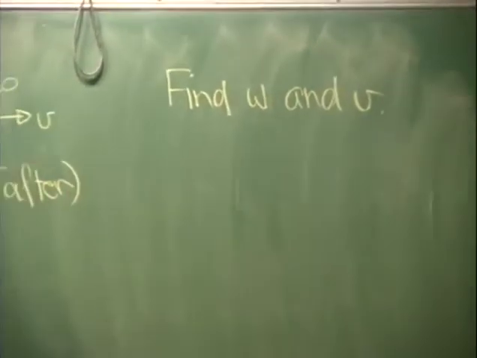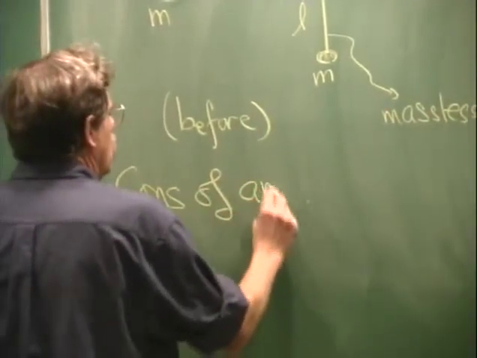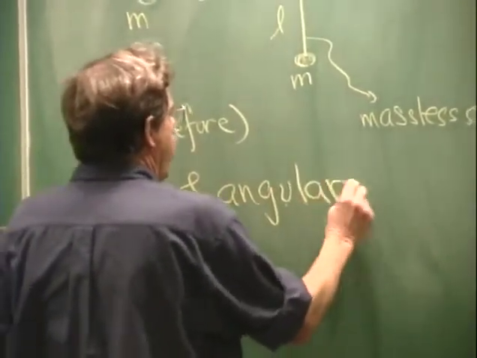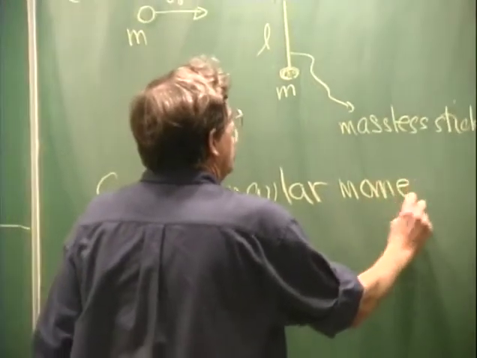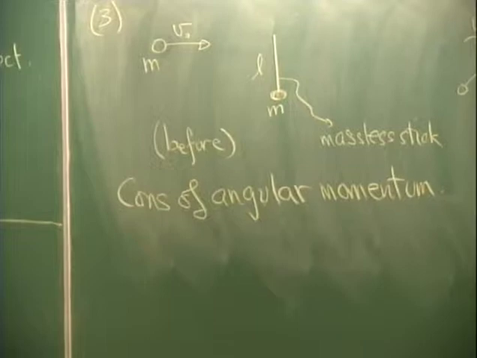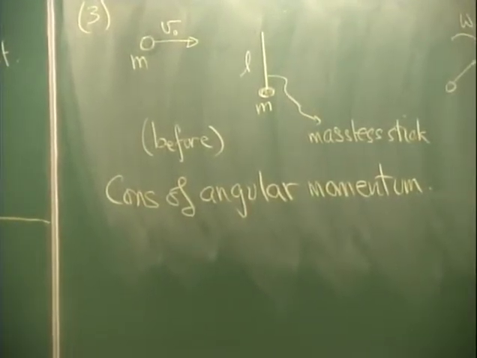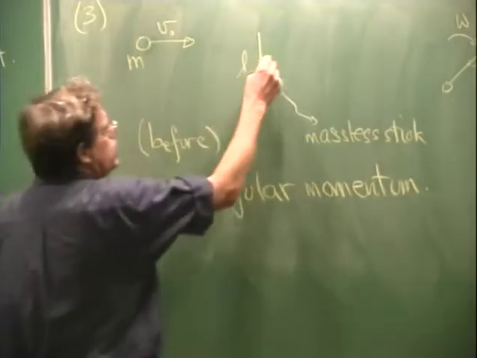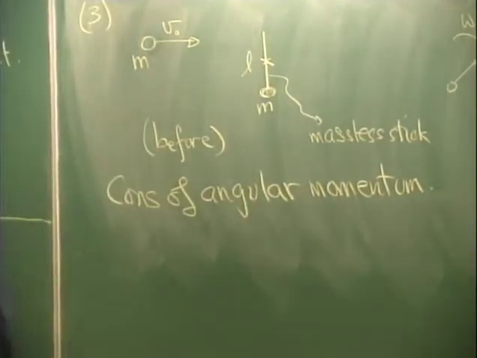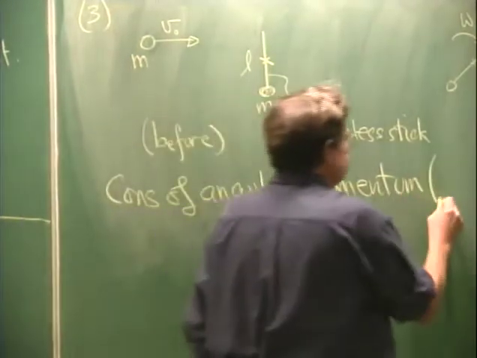Well, conservation of angular momentum says, conservation of angular momentum about what point? What would a sensible point be to use for this system? I think I'm going to use the center of the stick as my point about which I calculate angular momentum.